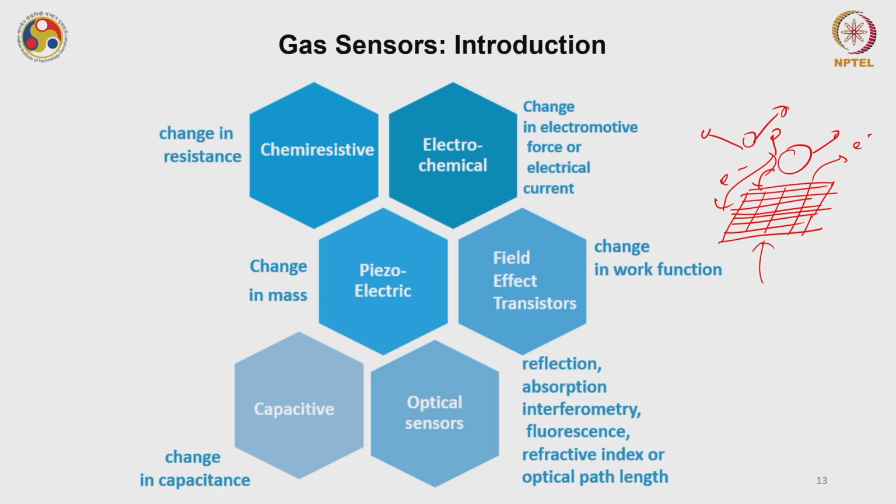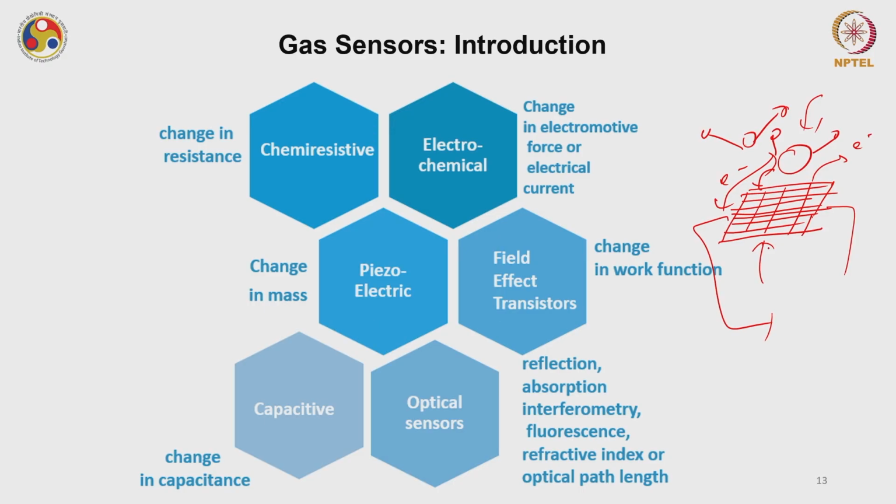Since this is happening because of some chemical phenomena, I call it a resistive device. So this is a resistor which is changing its resistance with respect to some chemical, and I am calling it a resistive device. Say we have also seen piezoelectric devices where this change is because of change in the mass.